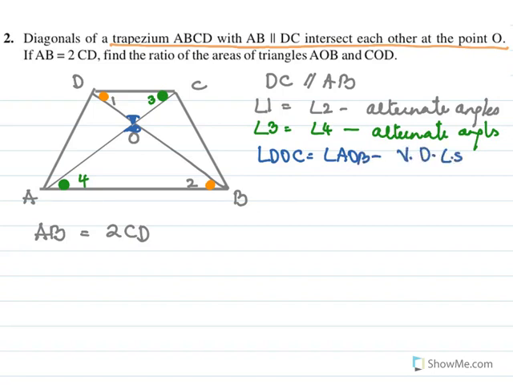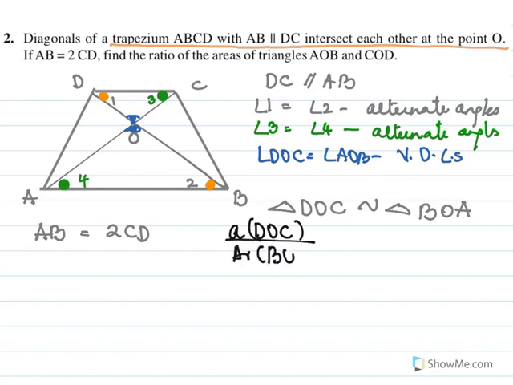Now if three angles of one triangle are equal to three angles of the other, the triangles are similar. So we have triangle DOC is similar to triangle BOA. The triangles are similar. If the triangles are similar, we can write about the areas. So we can write area of DOC over area of BOA equal to DC over AB the whole square.